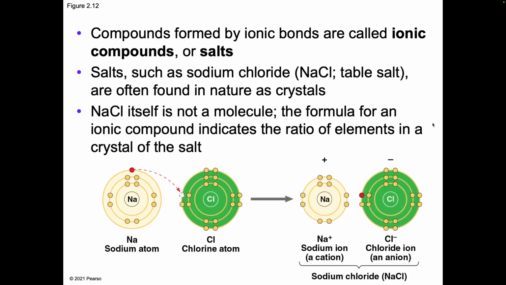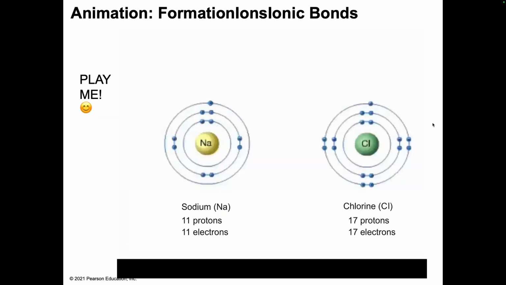Compounds formed by ionic bonds are called ionic compounds or salts. One salt would be sodium chloride, which is your table salt, and that's found in nature as crystals. This is another illustration.